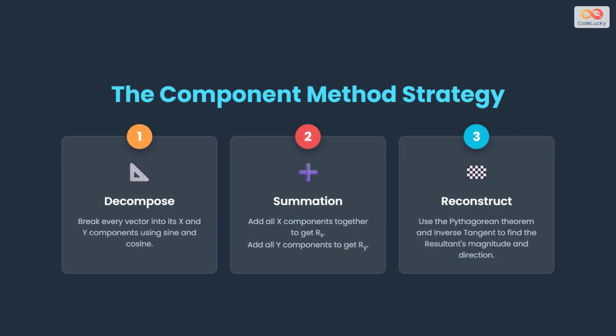Here is our roadmap for solving these problems. First, we decompose every vector into x and y parts. Second, we sum up all the x's and all the y's separately. Finally, we reconstruct the final resultant vector from these totals using the Pythagorean theorem and trigonometry.